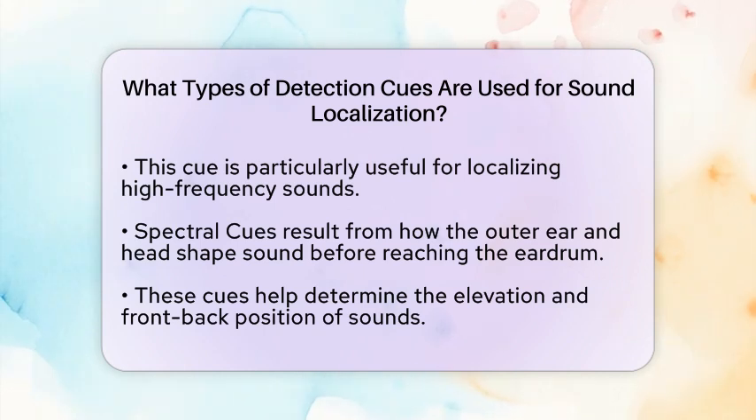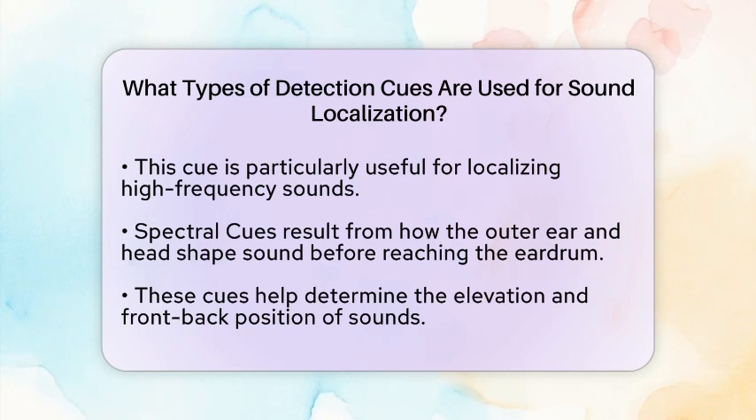When combined, these cues allow the brain to create a three-dimensional map of auditory space. The integration of interaural time differences and interaural level differences helps with horizontal localization, while spectral cues assist with vertical localization and resolving whether a sound is in front of or behind us.